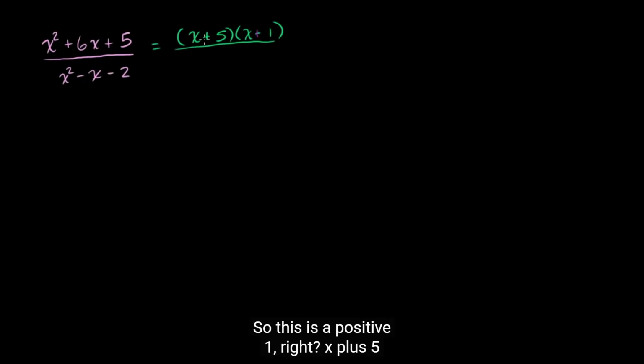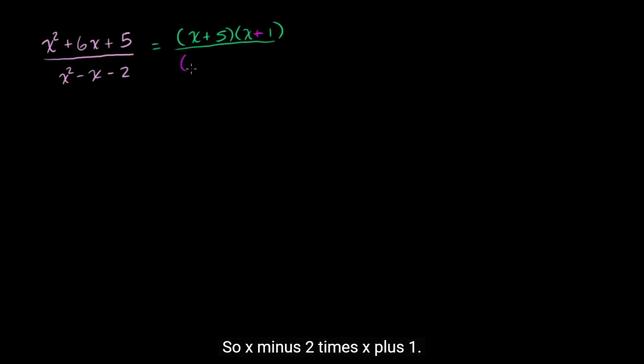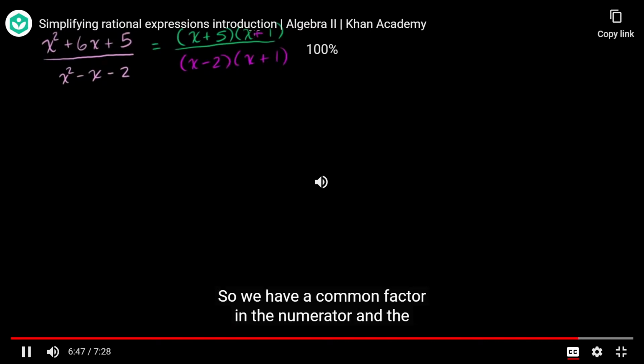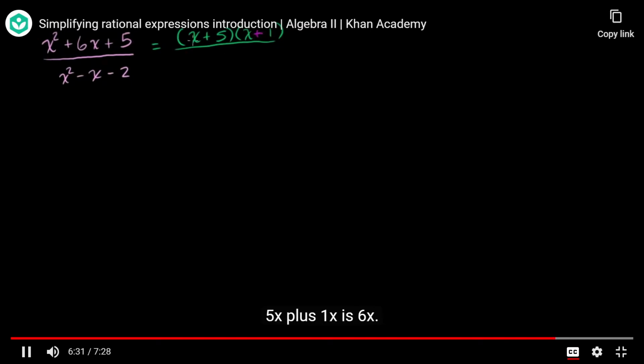So the numerator is x plus 5 times x plus 1, right? 1 times 5 is 5, 5x plus 1x is 6x. And here we have a positive 1 and a negative 2. So the denominator is x minus 2 times x plus 1. So we have a common factor of x plus 1.